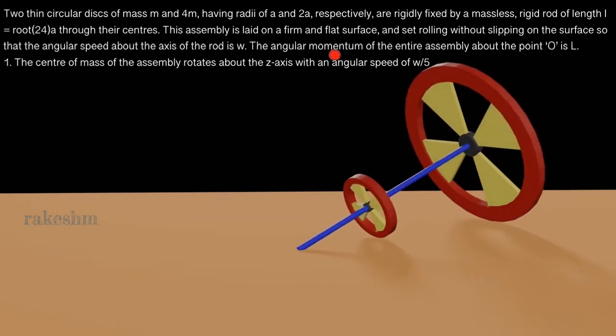Next, the angular momentum of the entire assembly about point O is L. He has given us that this point is O. If you extend this rod to where the extension meets the ground, that point is O, and the angular momentum of this entire assembly about this O is capital L.